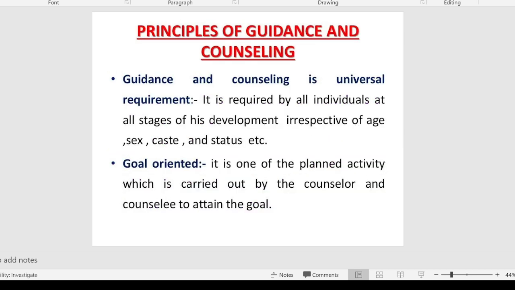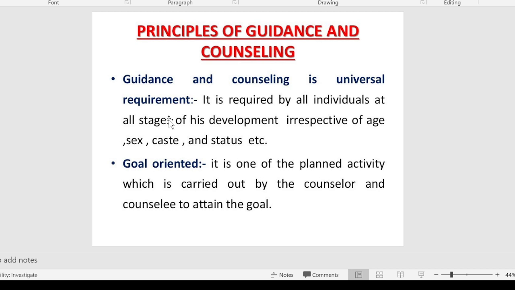So that is the definition of counseling. Now, what are the principles? When you give suggestions or alternative methods to your colleagues, friends, family or students, what principles do you have to follow when you are giving guidance and counseling? The first one is, guidance and counseling is a universal requirement. Yes, in every age, even at the age of 70 or 80, people require some guidance and people require some counseling sessions.